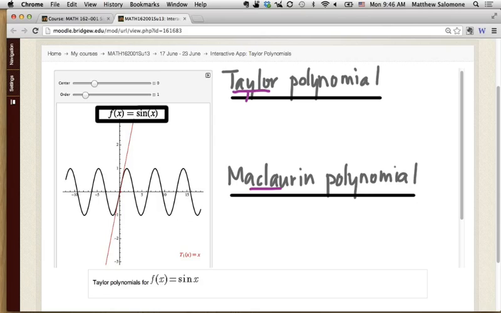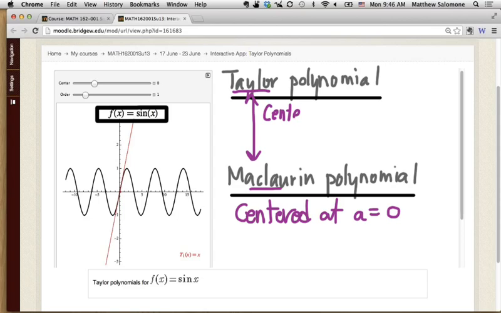A Maclaurin polynomial is centered at 0. Right. Centered at what we're going to call a equals 0 or x equals 0 or something like that. Where is a Taylor polynomial centered? Wherever we want it to be. Right. So in that case, we can think of a Maclaurin polynomial as just a special case of a Taylor polynomial.